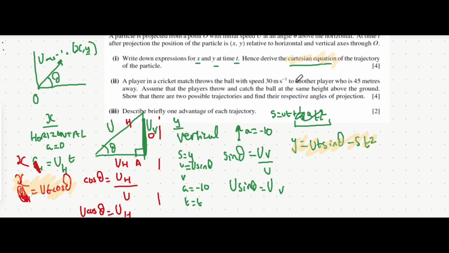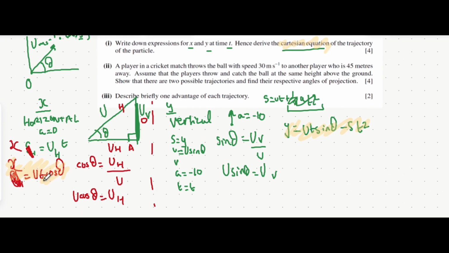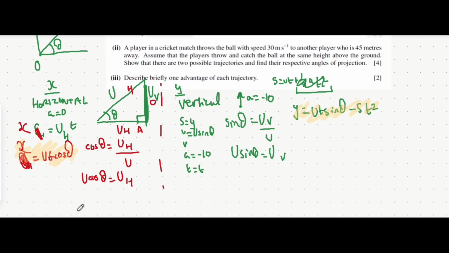What's a Cartesian equation? It's an equation where the variable that links x and y, in this case t, has gotten rid of. You want to replace t so that you only get an equation in terms of x's and y's. It's easiest if you make t the subject of this equation. So t equals x over u cos theta, by dividing both sides by u cos theta. And then substituting that into the other equation means all the t variables are gotten rid of and you only have an equation in terms of x's and y's, which is what you want.